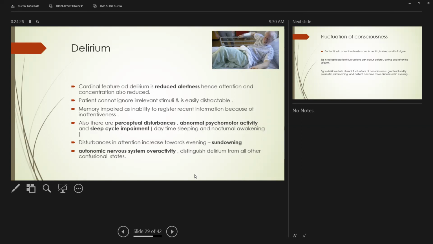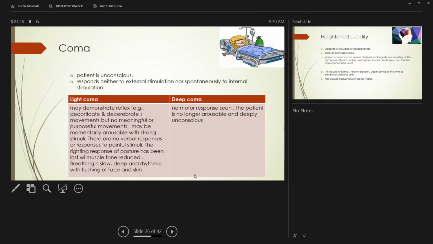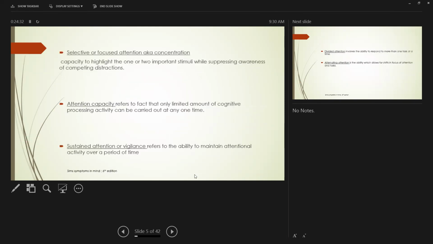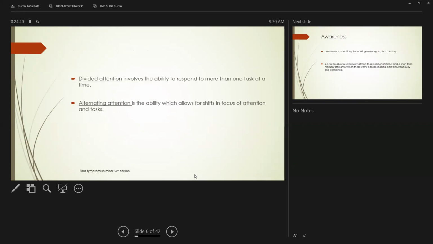What happened in attention? So tell me five. State attention. Selected attention, capacity, sustained attention, limits, divided attention, and alternating.